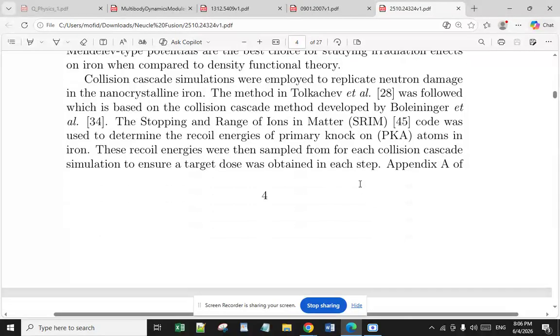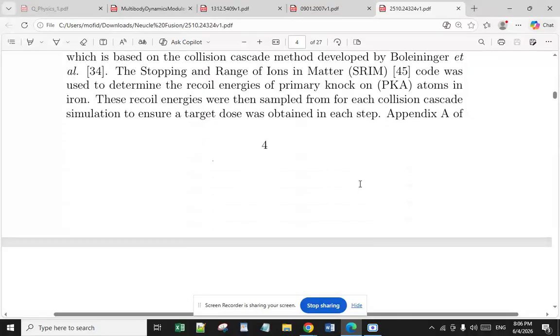Collision cascade simulations were employed to replicate neutron damage in the non-crystalline iron. The method in Tolkachov and his colleagues was followed, which is based on the collision cascade method developed by Bonny and his colleagues. The stopping and range of ions in matter code was used to determine the recoil energies of primary knock-on PKA atoms in iron. These recoil energies were sampled from for each collision cascade simulation to ensure a target dose was obtained in each step.